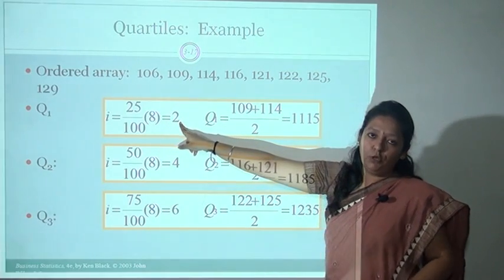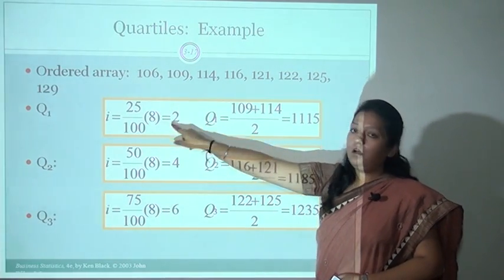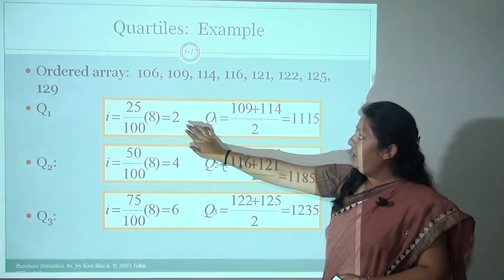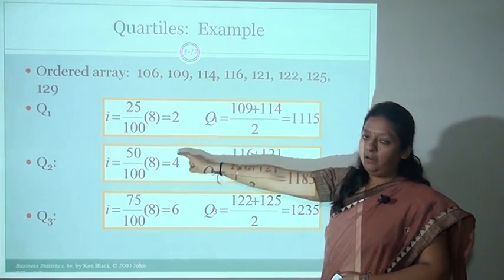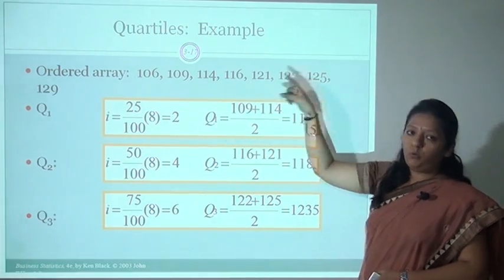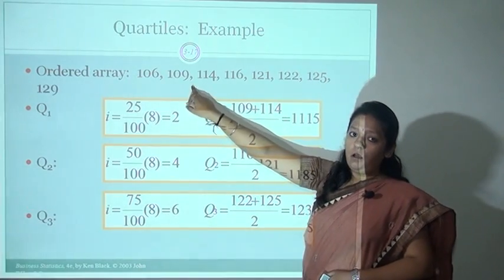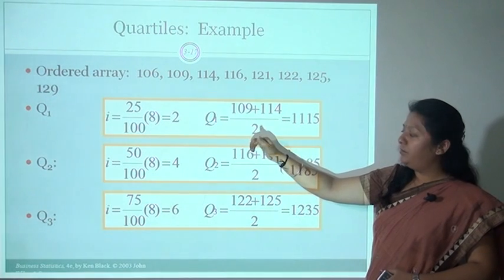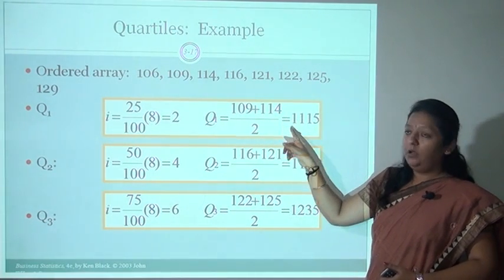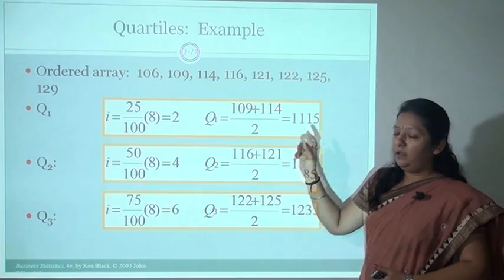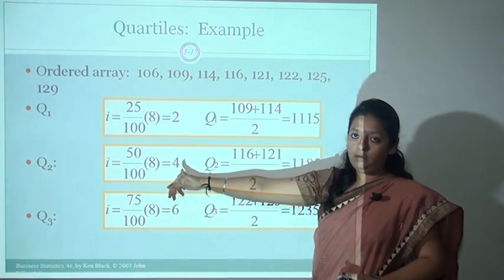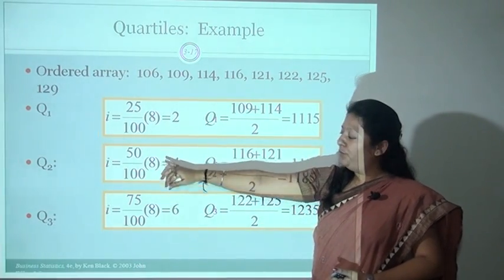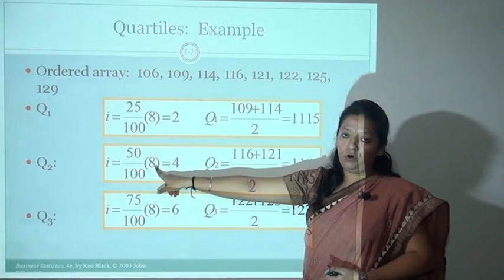So we have a value of 2. Because it is a whole number, we'll take the second plus third values in the array, that is 109 plus 114. We'll divide these two items by 2 and we have the value 111.5. Now we'll calculate the value of the second quartile, that is the 50th percentile: 50 divided by 100 into the number of observations.